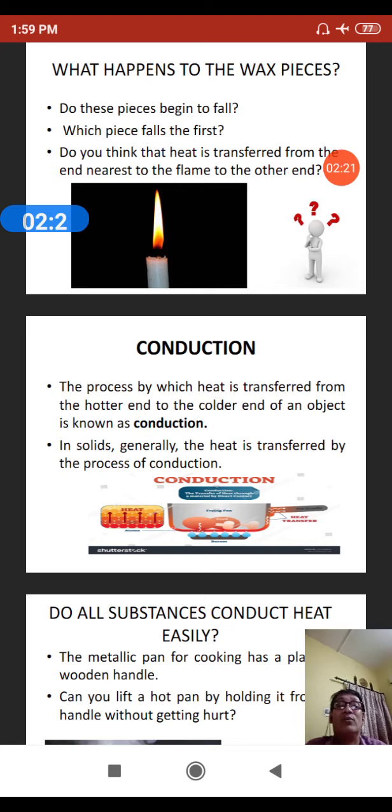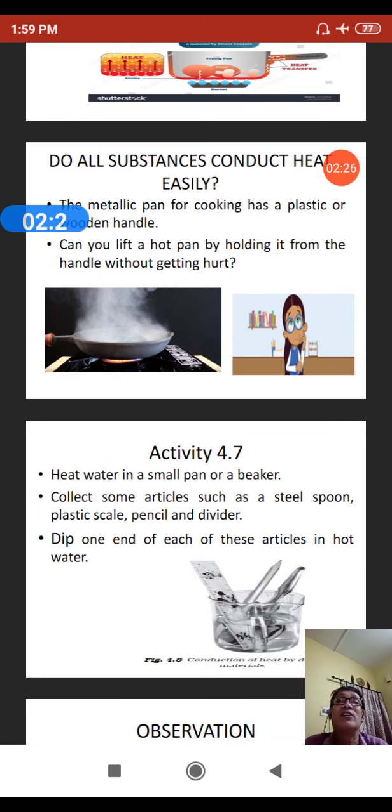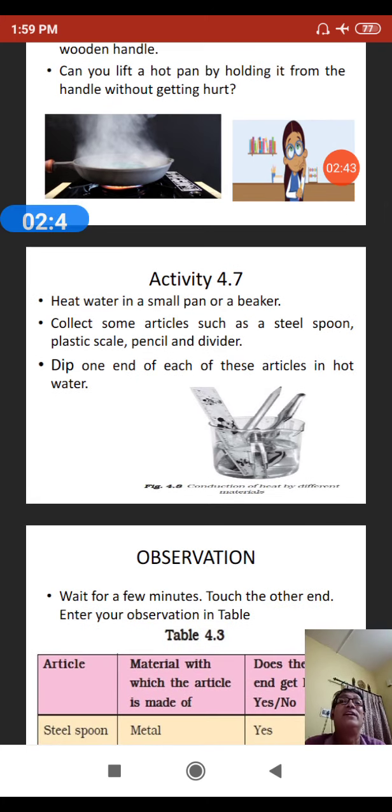Now the next question comes to our mind: do all substances conduct heat easily? A metallic cooking pan has a plastic or a wooden handle. Can you lift a hot pan by holding it from the handle without getting hurt? Then you could understand. You don't actually do it; I would like to exemplify it.